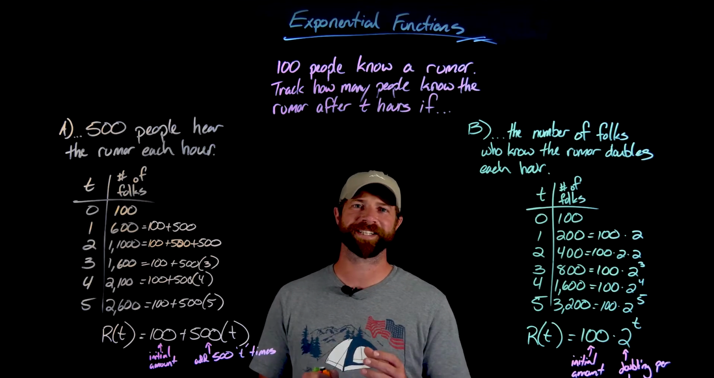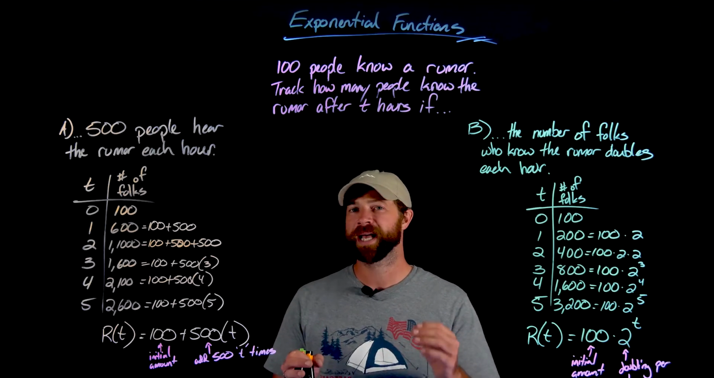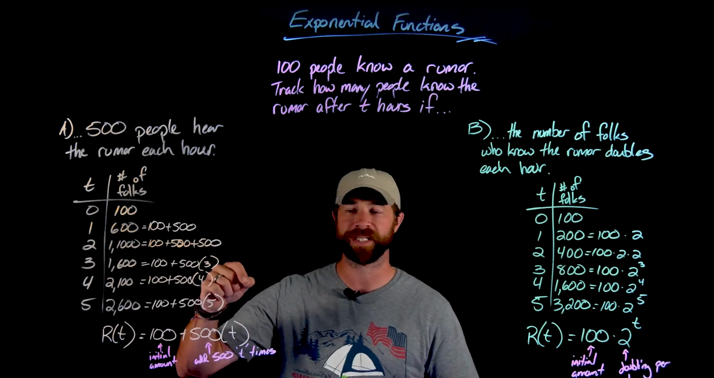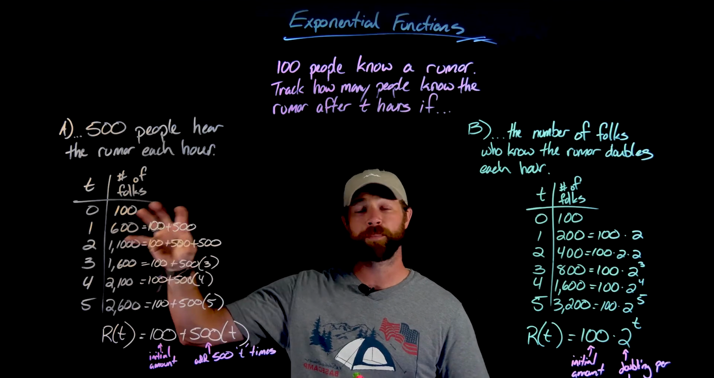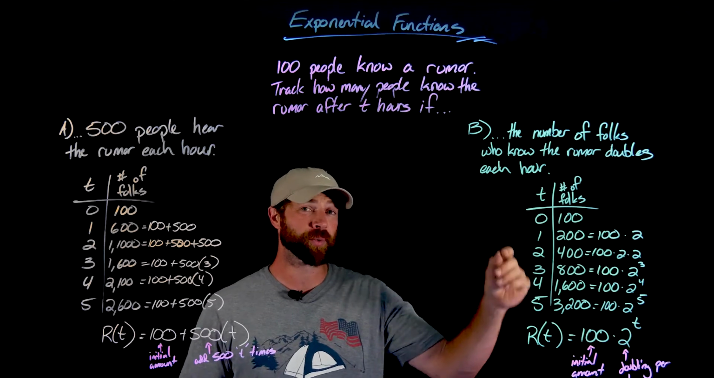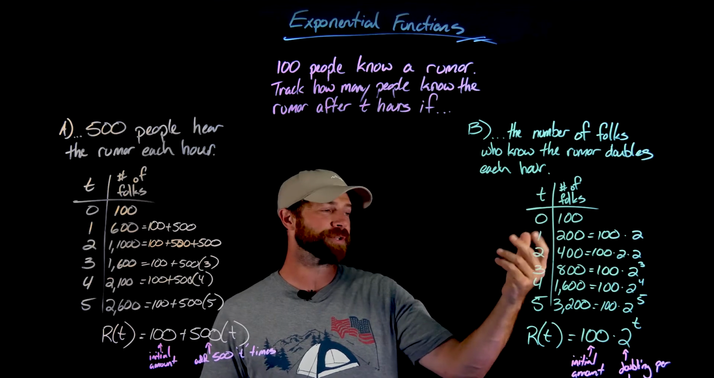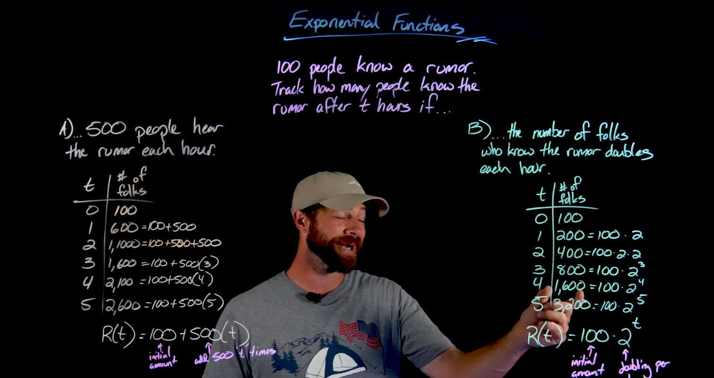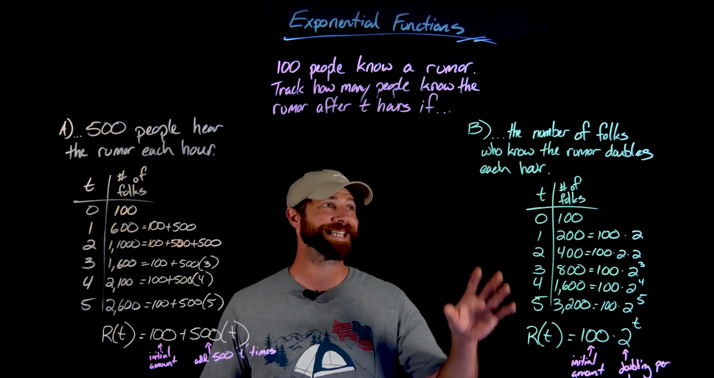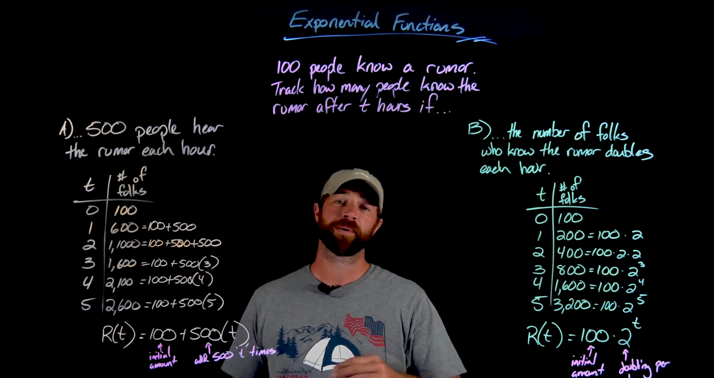And finally, we can't finish this scenario without talking about which one's better, or which one has more people who know the rumor. It should be clear when you see this that while adding 500 each hour initially makes this the situation where more people will know of the rumor, it doesn't take too long before this greatly surpasses this. So for instance, between hour 0 and 1, we have an addition of 200. Between hour 4 and 5, we're adding 1,600 more people. And clearly, by this table of values, you can see that if we continued, the situation where we're doubling would have a lot more people.